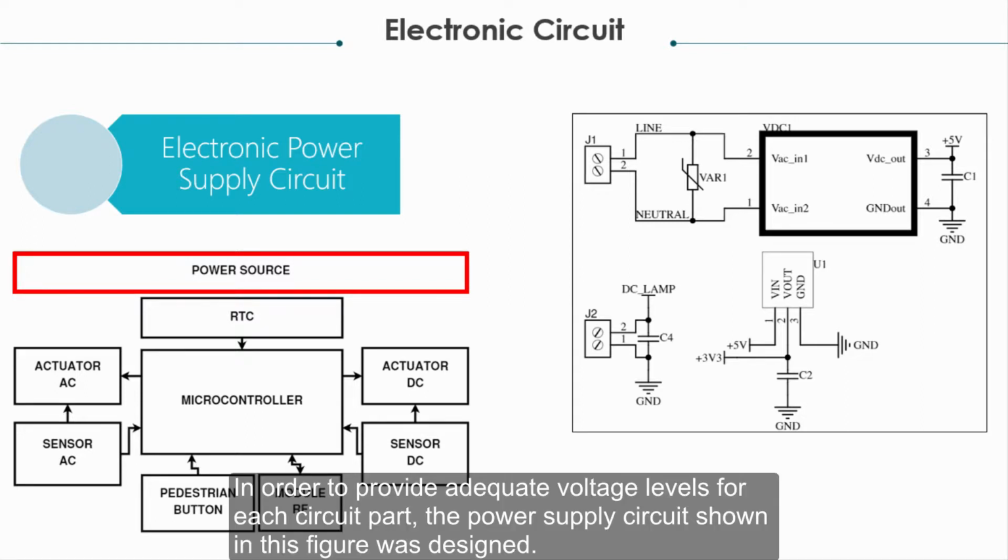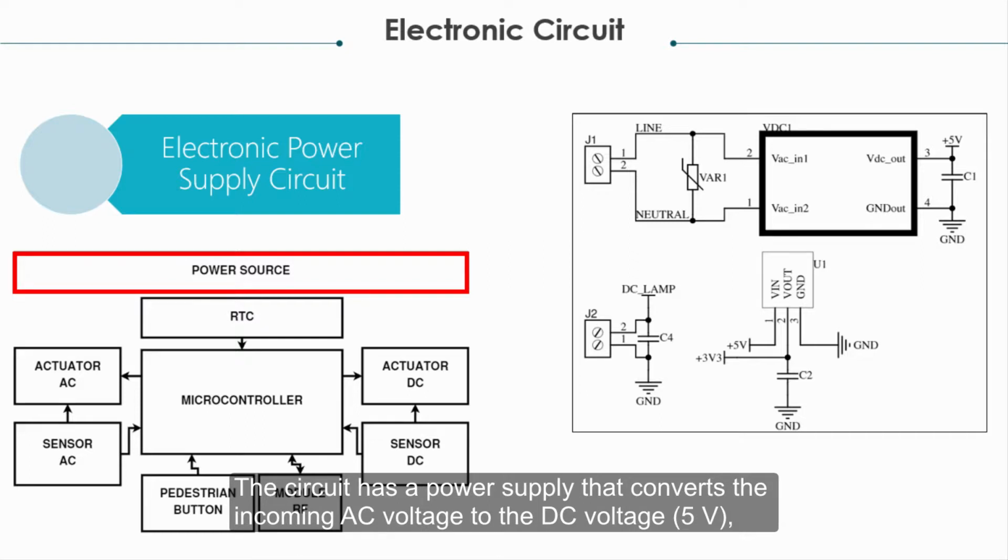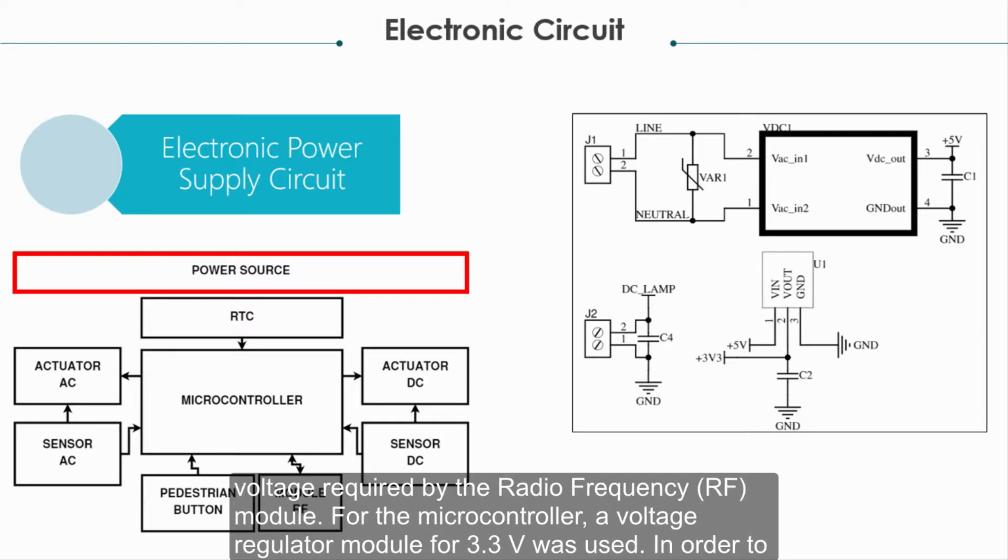In order to provide adequate voltage levels for each circuit part, the power supply circuit shown in this figure has been designed. The circuit has a power supply that converts the incoming AC voltage to the DC voltage required by the radio frequency module.